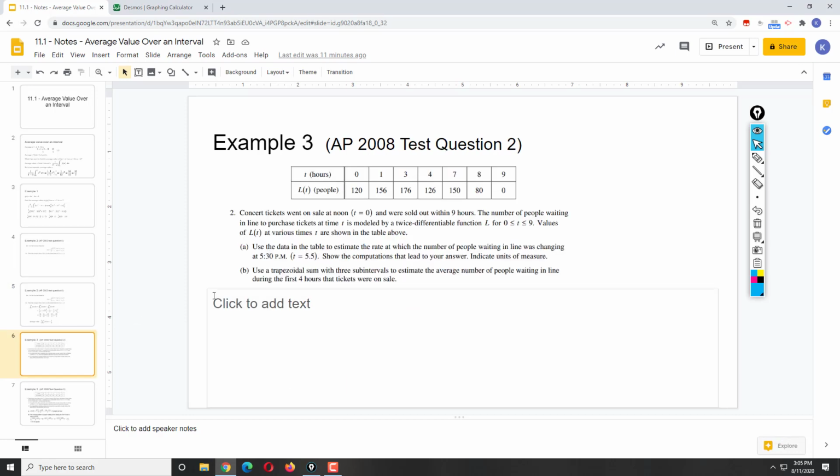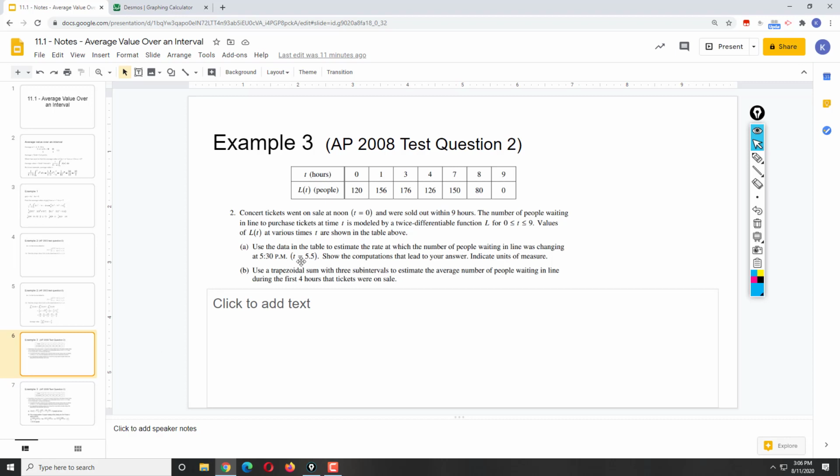Example 3, another AP question. Concert tickets went on sale at noon and were sold out within 9 hours. The number of people waiting in line to purchase tickets at time t is modeled by a twice differentiable function L for 0 ≤ t ≤ 9. Values of L(t) at various times t are shown in the table above. In the table, we're given t equals 0, 1, 3, 4, 7, 8, 9. We're given the number of people, L(t), at those times.